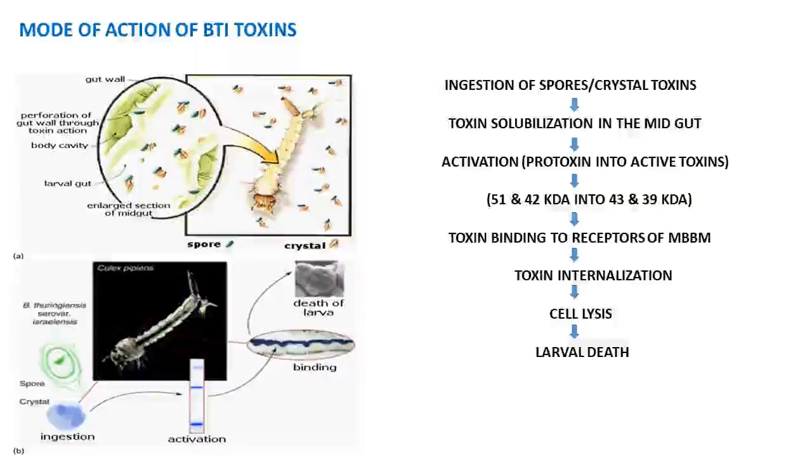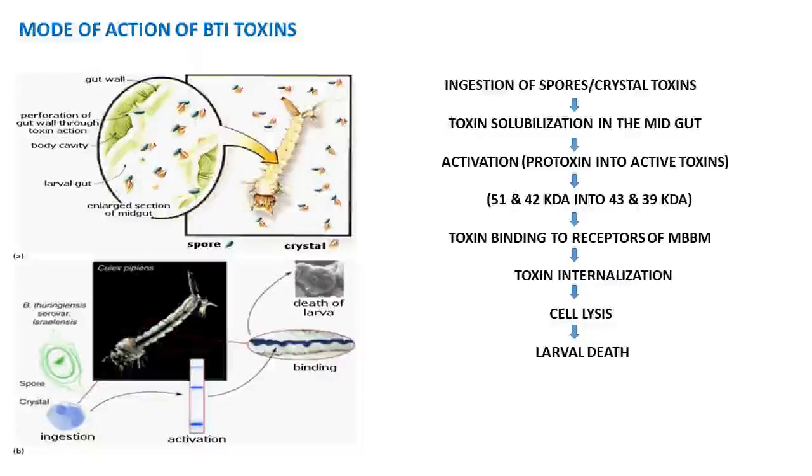How do the toxins show their effect against mosquito larvae? As soon as the bacteria enter the system of the mosquito larvae, the toxins present in the bacteria are solubilized because of the involvement of gut proteases. After this, the inactive proteins are converted into active toxins. Protoxins are converted into active toxins, for example 51 and 42 kDa proteins are converted into 43 and 39 kDa proteins.